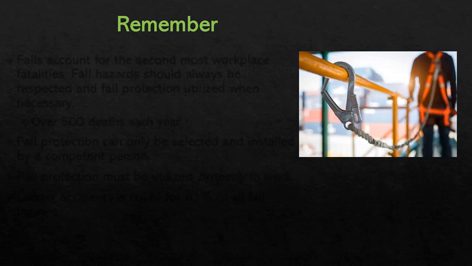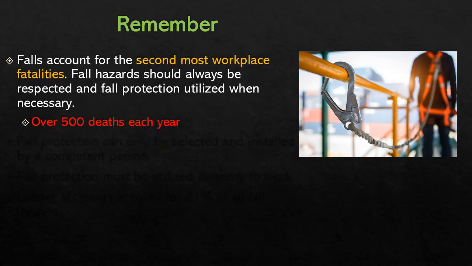So in closing and in summary, remember these facts. Falls account for the second most workplace fatalities after motor vehicle incidents. Fall hazards should always be respected, and fall protection must be utilized when necessary. Again, remember, there are more than 500 people every year in the United States who go to work and then don't come home because of a tragedy that occurs due to a fall.